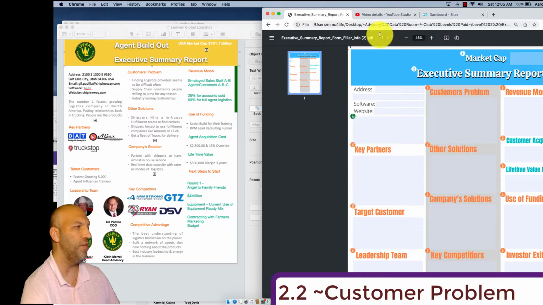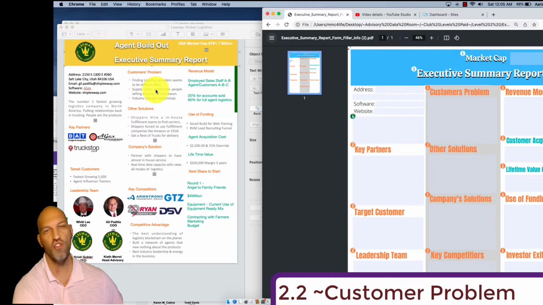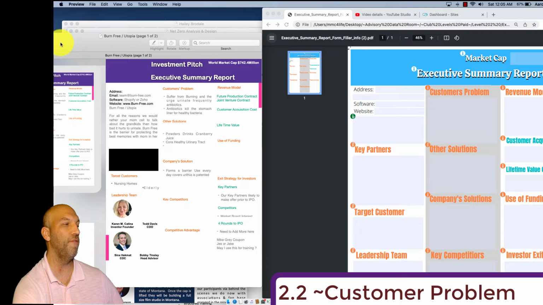So this group right here, this is Leeway Global Logistics. They're an amazing company. They're a freight brokerage company, and they're looking to grow their supply chain company. Their customer problem is that finding logistics providers seems to be difficult often at times. Supply chain constraints, people willing to jump for any reason, and then industries lacking relationships. And so they're trying to build a software platform where they can bring on agents that will sell truckload freight through their software and brokerages through programs we create. So little gamification programs.